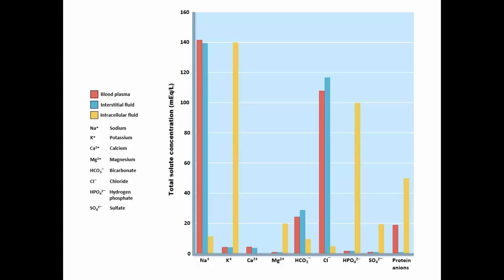If we look at our basic ECF solutions, plasma and interstitial fluid, you will see that the major cation is sodium, but there's very little sodium in the intracellular fluid. There's very little potassium in the extracellular fluid, but potassium is the major cation in the intracellular fluid. Calcium levels, magnesium levels, a little more in the intracellular fluid. Bicarbonate, not so big a difference. Chloride is the major anion in extracellular fluid, very little chloride in intracellular fluid. In terms of the anions in the intracellular fluid, we have phosphates and we have proteins.